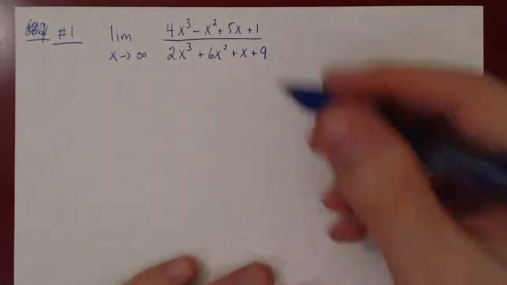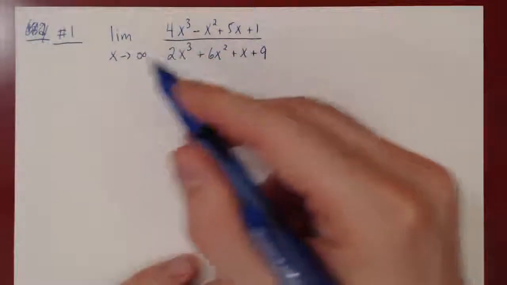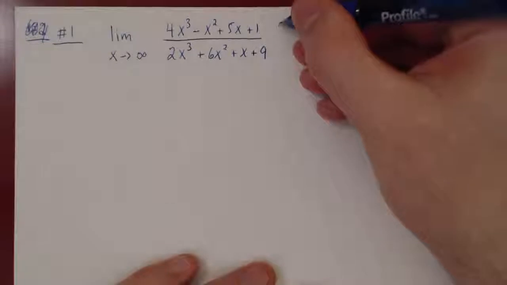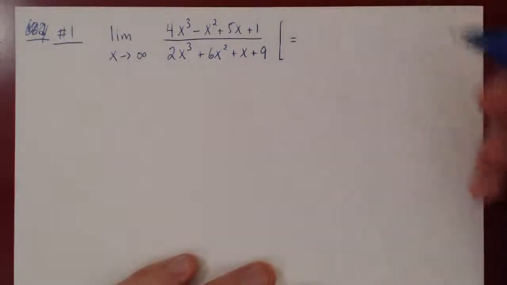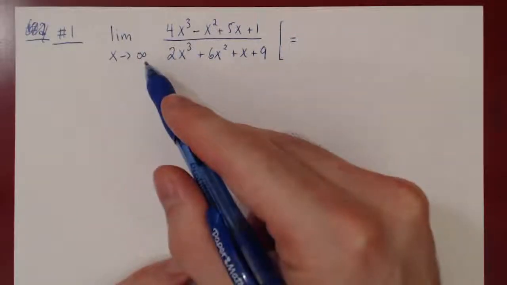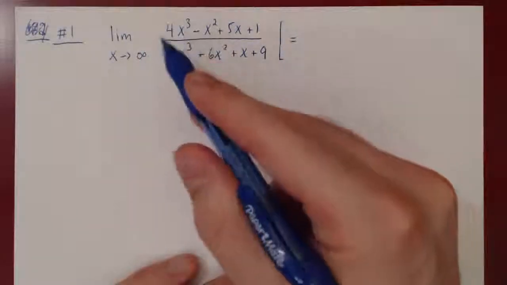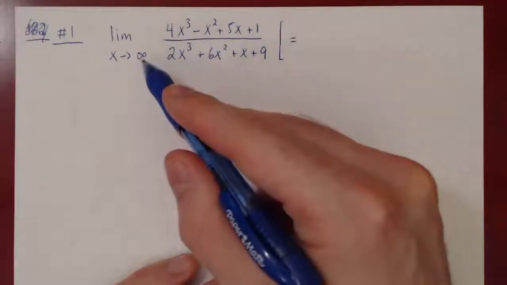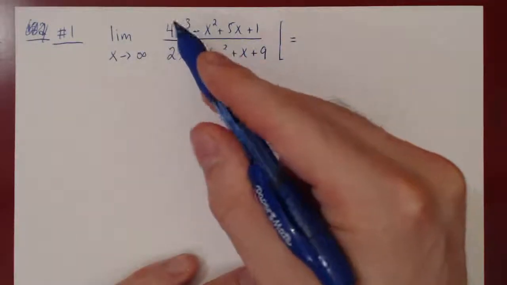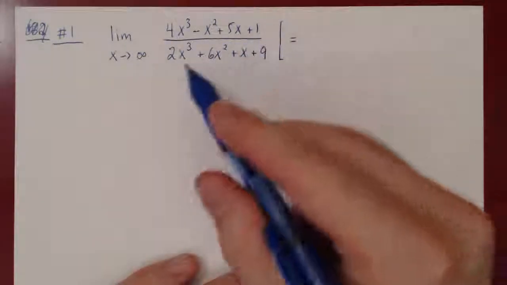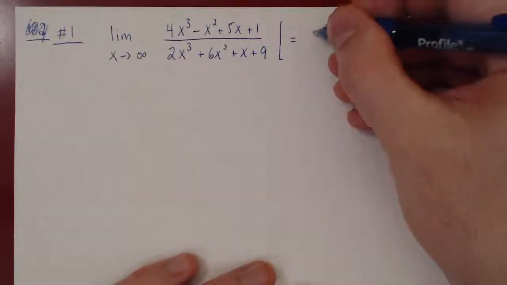And the question is now, what's the limit of this rational function as x goes to infinity? As always, we look at the type of case that we are facing. We know by now that when x goes to infinity, the dominant term takes over the smaller order terms. So as x goes to infinity, 4x cubed goes to infinity, 2x cubed also goes to infinity, so we'll have an infinity over infinity case.